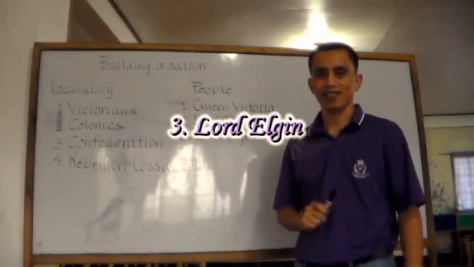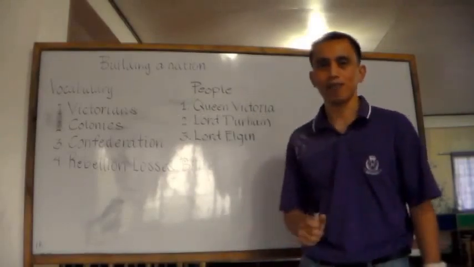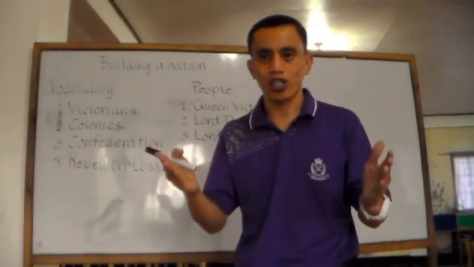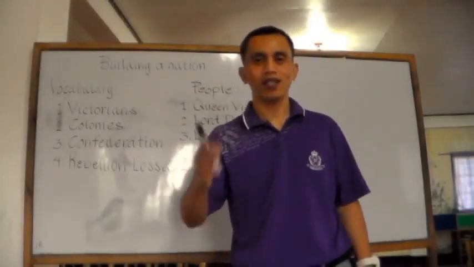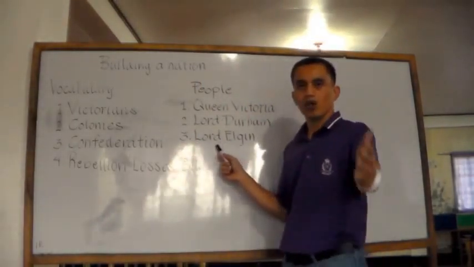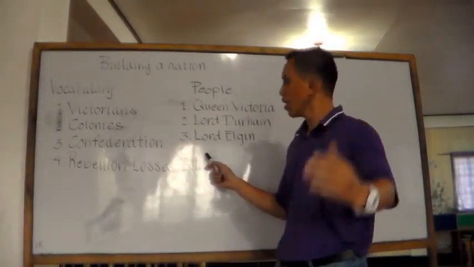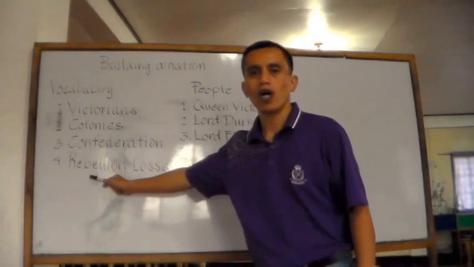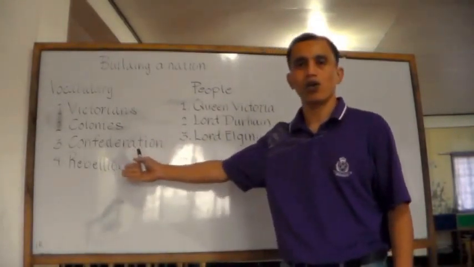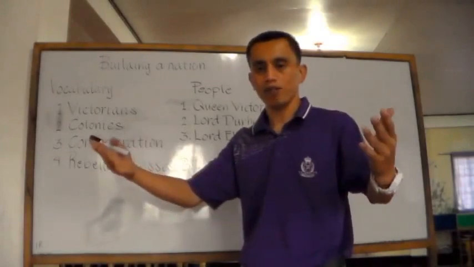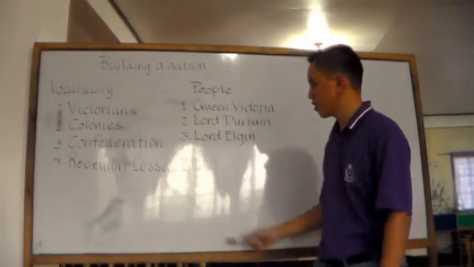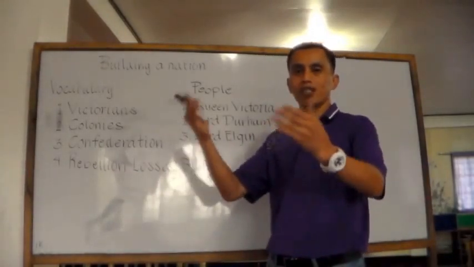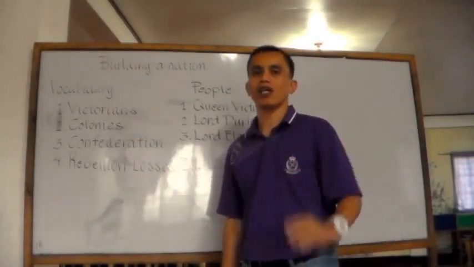Lord Elgin. Lord Elgin is another politician who is in Canada. He is the governor of Canada. Okay? I repeat, Lord Elgin was the governor of Canada during the time. And when he learned about the report of Lord Durham about the result, why the Canadians, or the people in Canada, made a rebellion, he signed a bill. This one. He signed a bill authorizing the government to pay for everything that had been damaged during the rebellion.